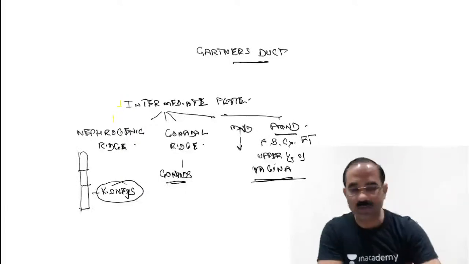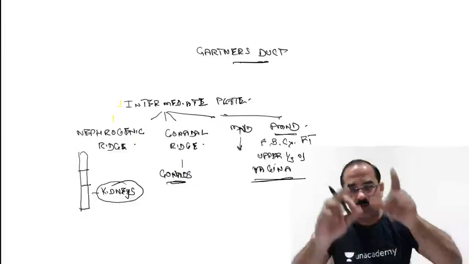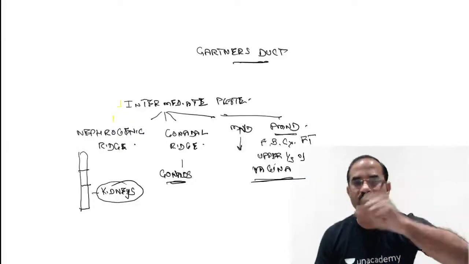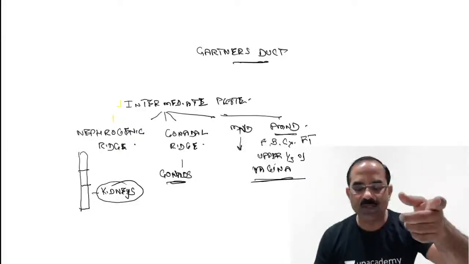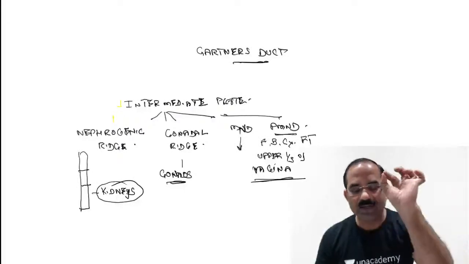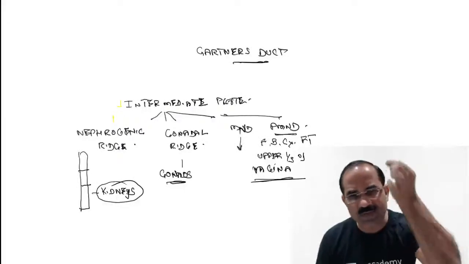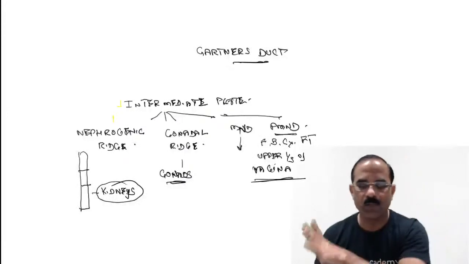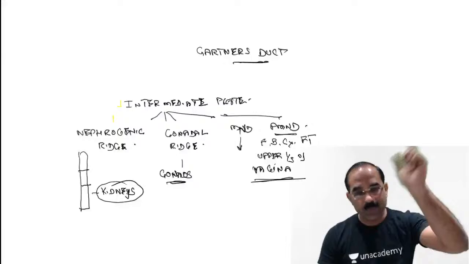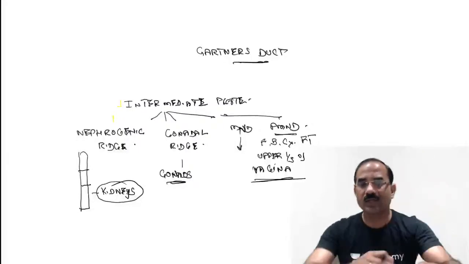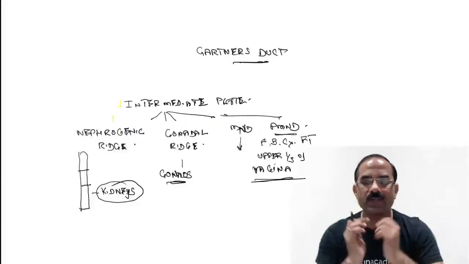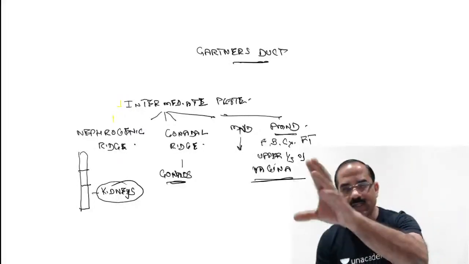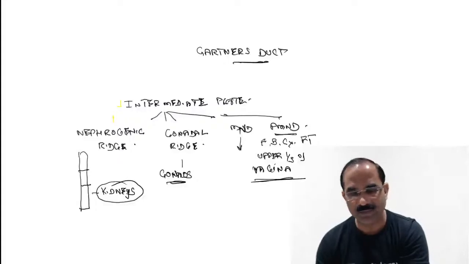This is very important. Remnant of paramesonephric duct in males: one is the appendix of testis. Very good. And second, there's a small structure inside the prostate, the prostatic utricle. So the remnant of paramesonephric duct in males are the appendix of testis and the prostatic utricle. Is this clear?